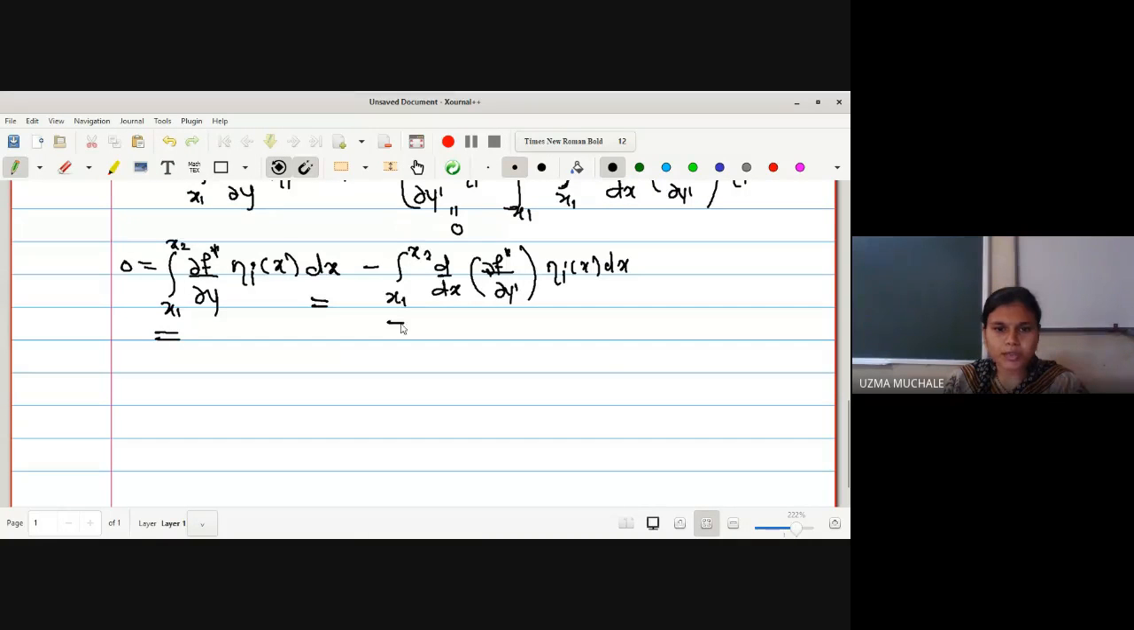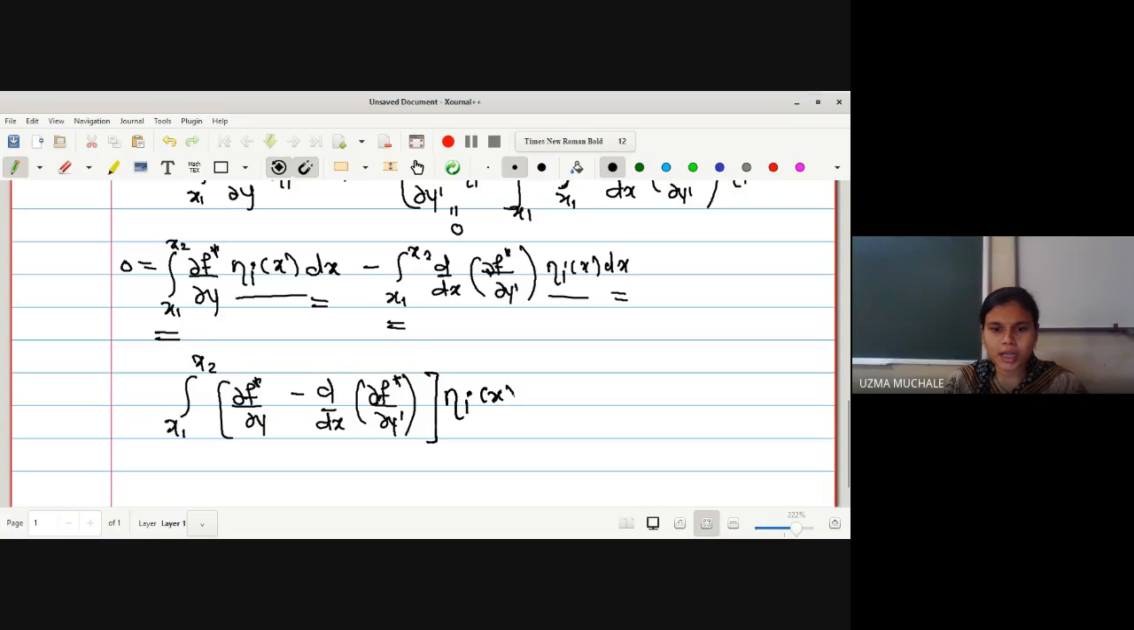Okay, now what terms can we take common? Integration with respect to x we can take common. Next is eta i of x, we can take common. And hence we can now write the integration x1 to x2. What terms remain inside? It will be f star with respect to y minus d by dx of f star with respect to y dash. And outside the integration, the common terms are eta of x dx, which is equal to 0.